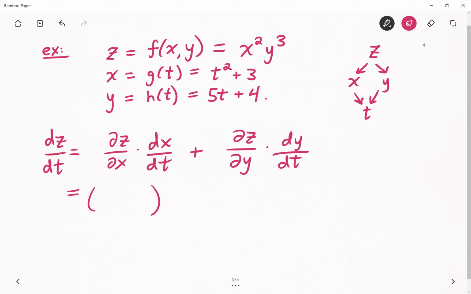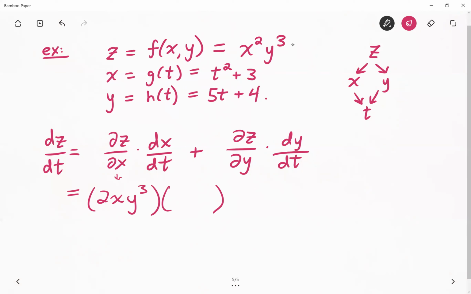And first, let's look at the partial derivative of z with respect to x. So let's get my colorful pointer here. If we're doing a partial derivative, this first term, x is our variable and y is like a constant. So the derivative of x squared times y cubed, right? y cubed is like a constant that just comes along for the ride. This will be 2x times y cubed.